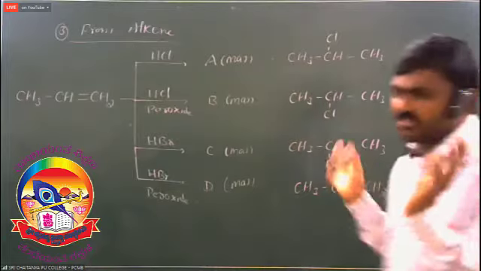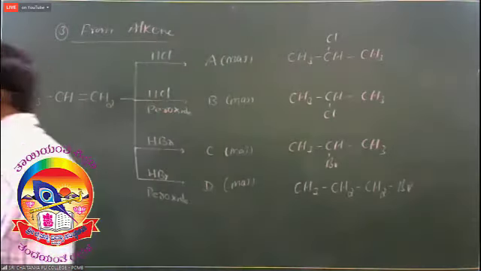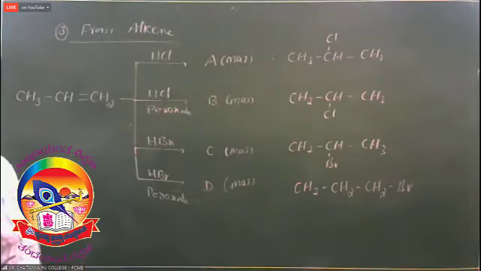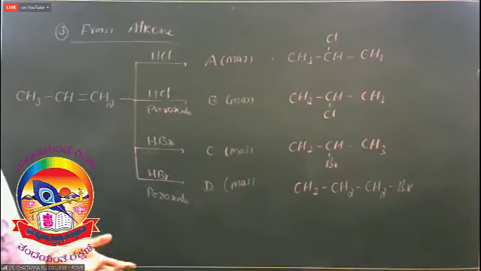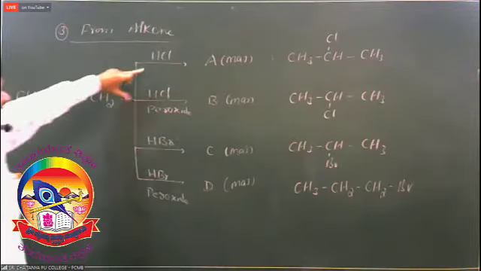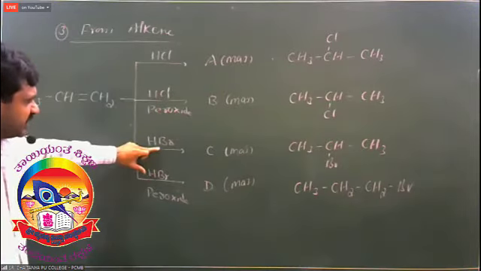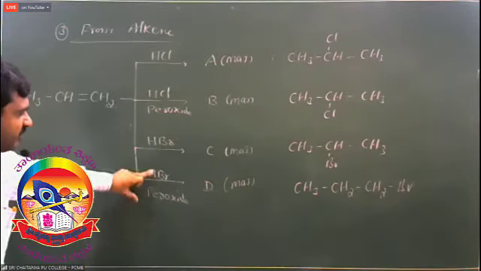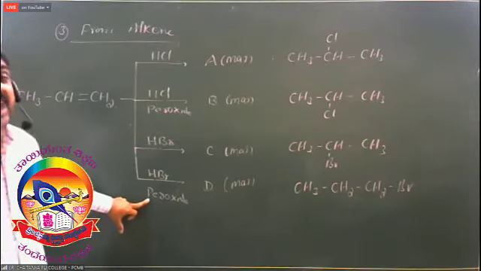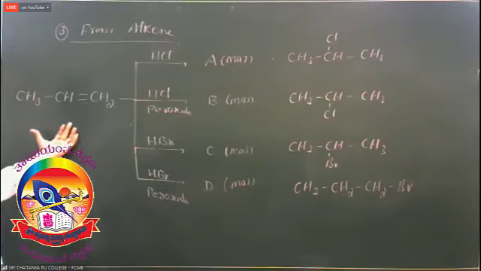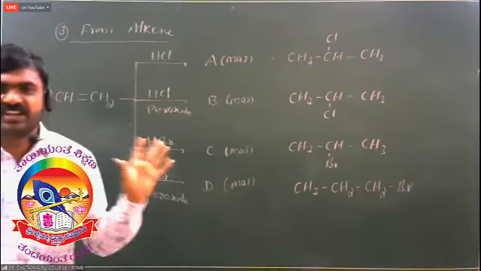So these are the methods of preparation of alkyl halides: from alcohol, from alkane, and from alkenes. Right. Here it is an electrophilic addition reaction, but in the presence of peroxide, it is a free radical addition reaction. Any unsaturated hydrocarbon undergoes addition reactions.